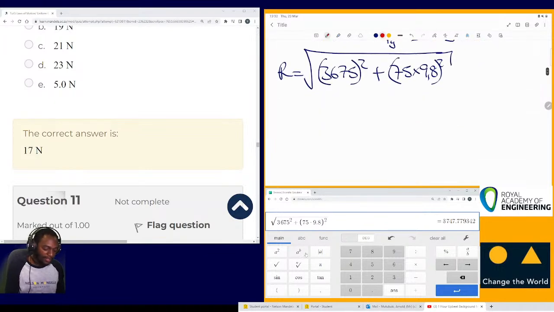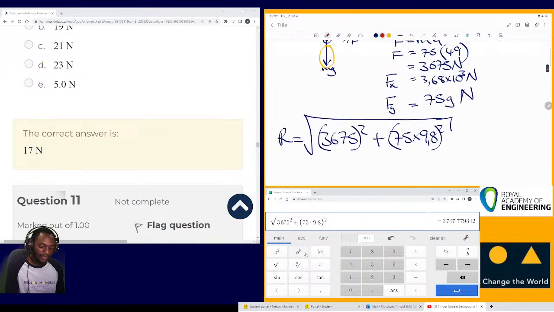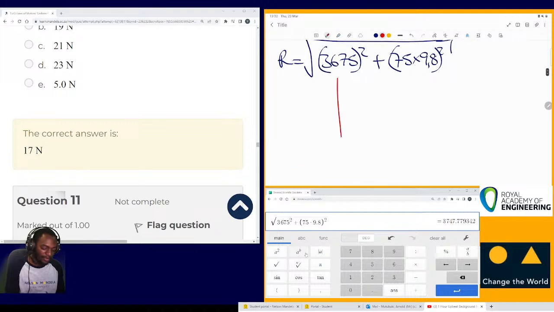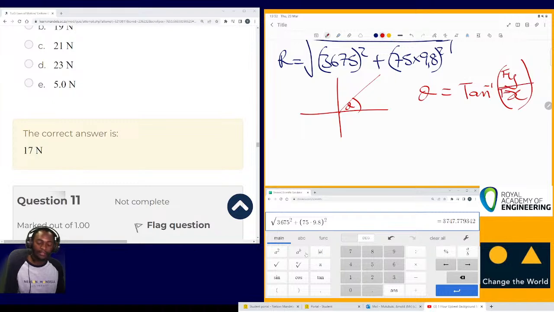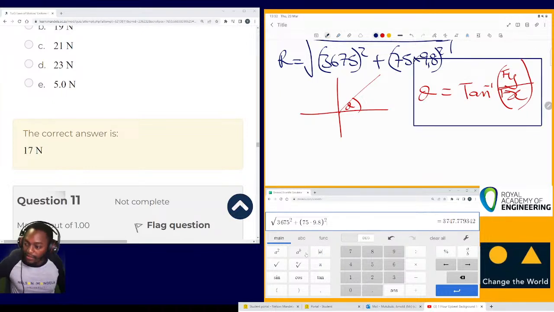Then to find the direction, we see that these are all positive, so they will lie in this quadrant. You calculate theta equals arctan of y over x, that is F in the y over F in the x. So that is how you find the direction. You have been doing this a lot on vectors.